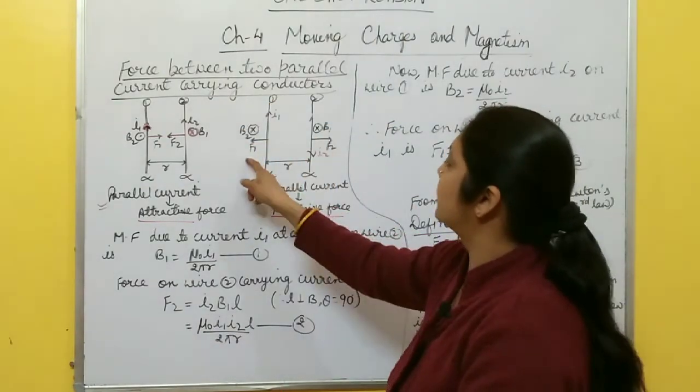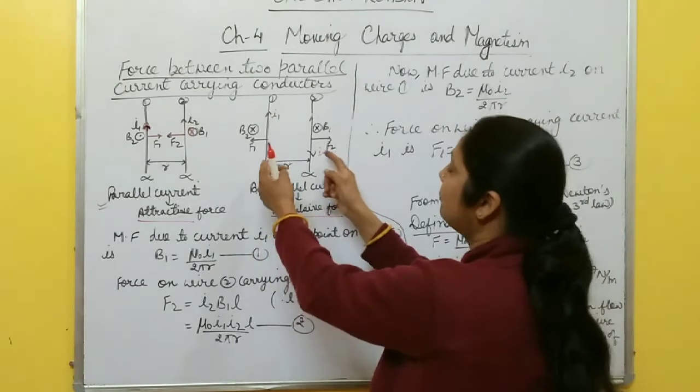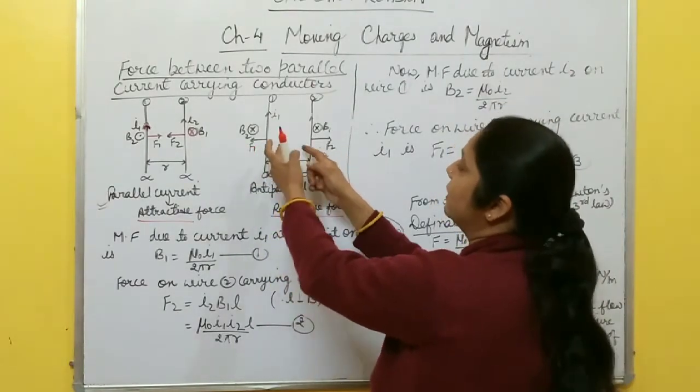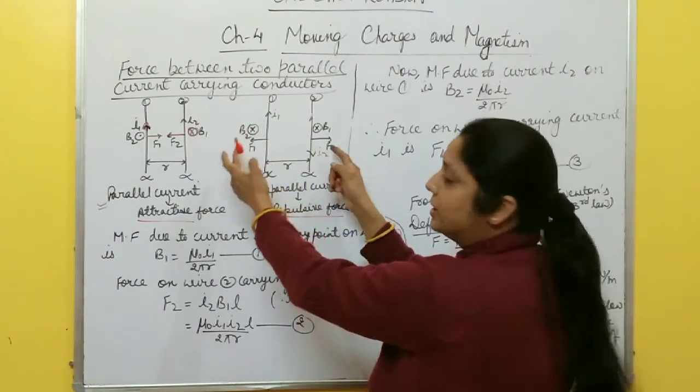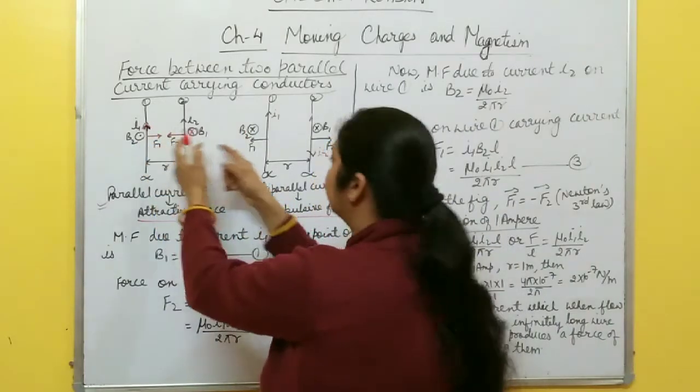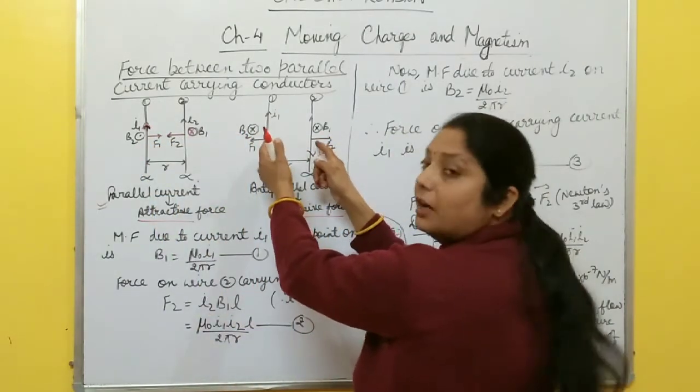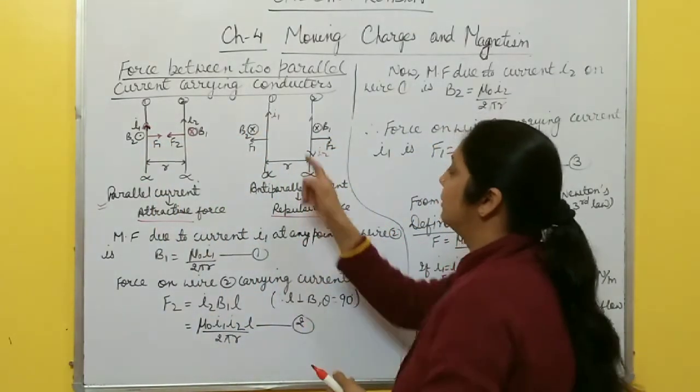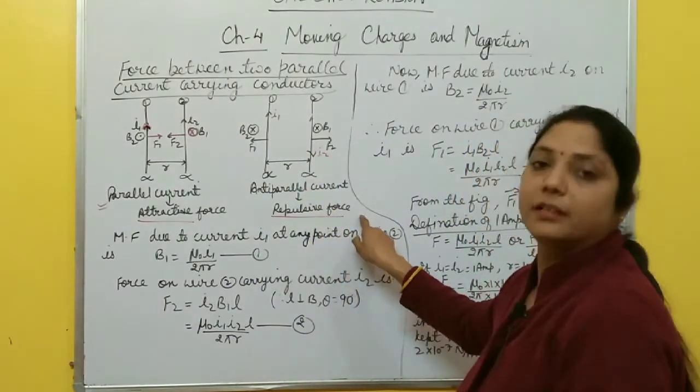So these two forces are again equal and opposite, but these two move away from each other. These two forces are towards each other. These two forces away from each other. It means the force between the two conductors is repulsive in nature.